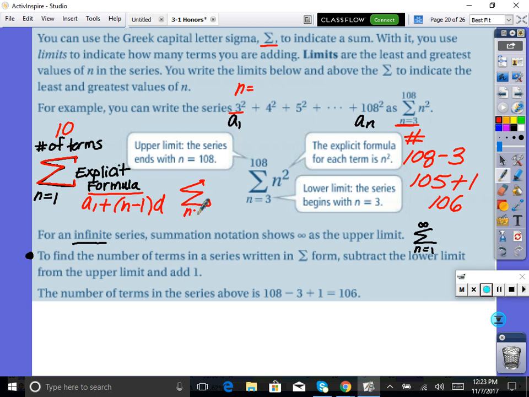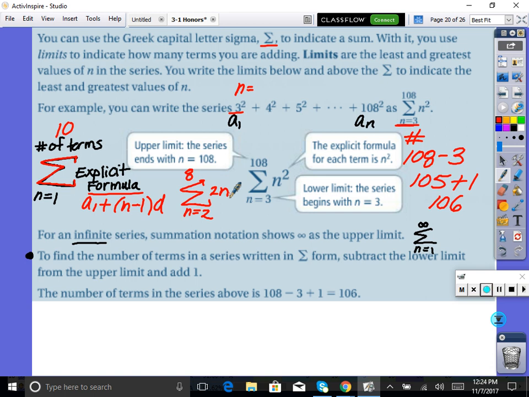If I said the sum of n equals 2 to 8, for example, 2n, how many terms would we be summing up? 8 minus 2 is 6, plus 1 is 7. Now why? Why is it 7?